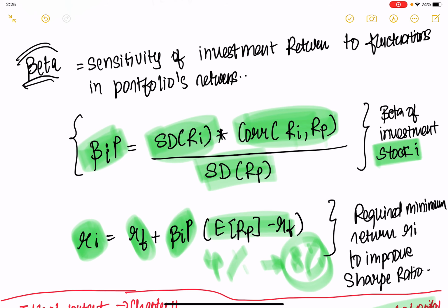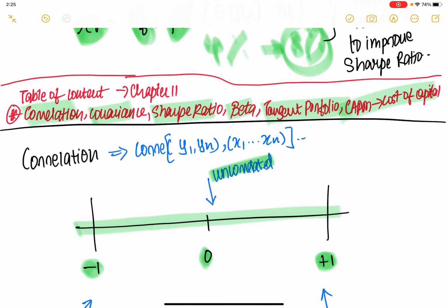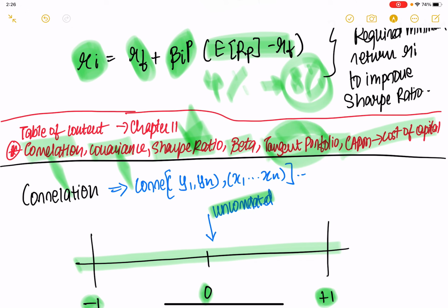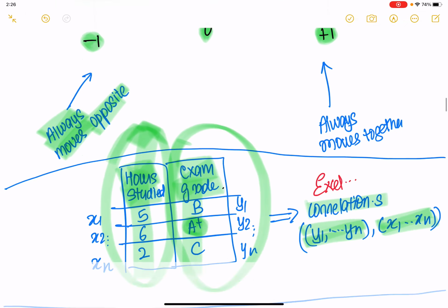So that's the summary of chapter 11. We learned practically, very quickly at the very beginning, how to build beta for a given portfolio. We learned how to do that from correlation and covariance. We improved the Sharpe ratio, and we built a tangent portfolio, and we also looked at what cost of capital is in a very practical way.